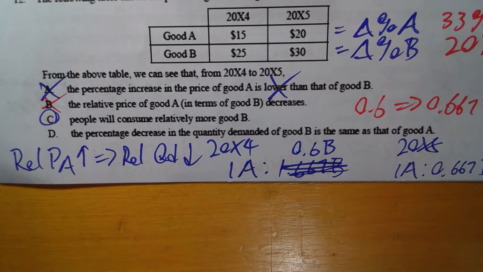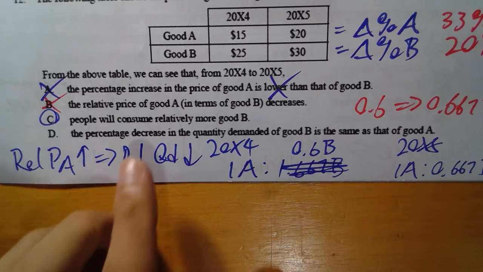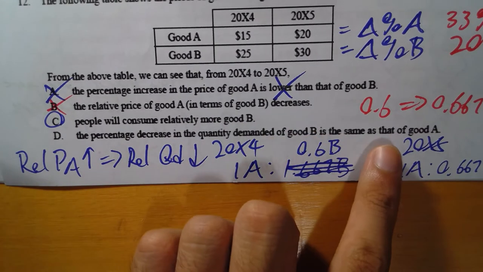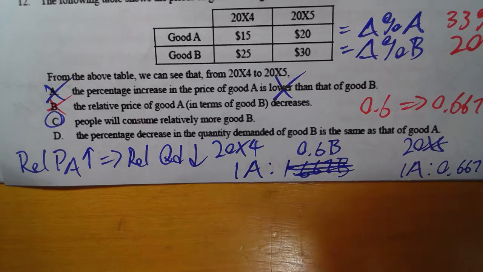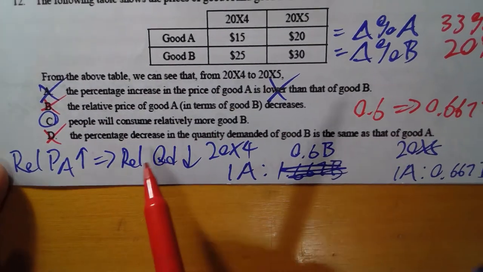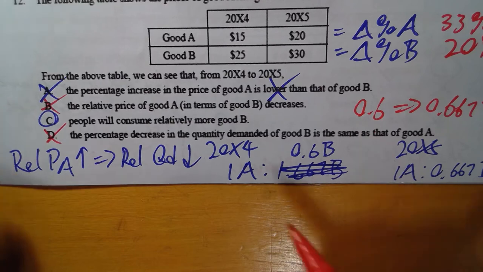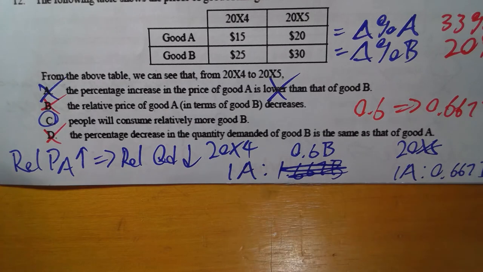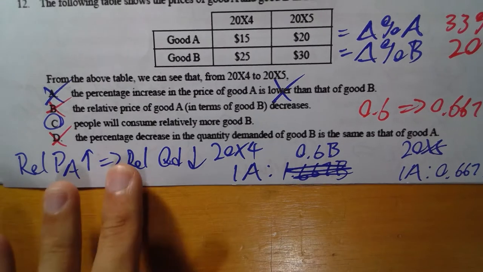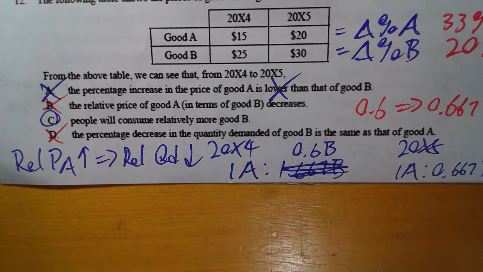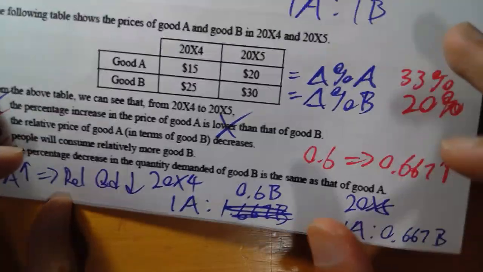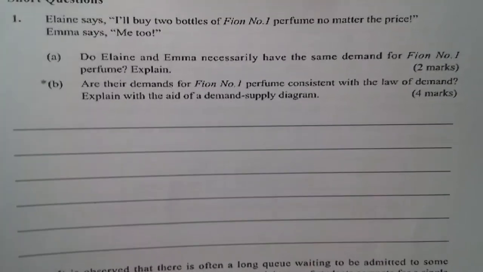Again, if you struggle here, I suggest you go back to my video that talks about the law of demand. Okay, now finally, is the percentage decrease the same? No, of course not. Or else, if the percentage decrease were the same for both good A and good B, then there would be no change in the relative quantity demanded, which doesn't make sense. Okay? So that would be all for our MC. Now, let us go to the short questions and long questions.